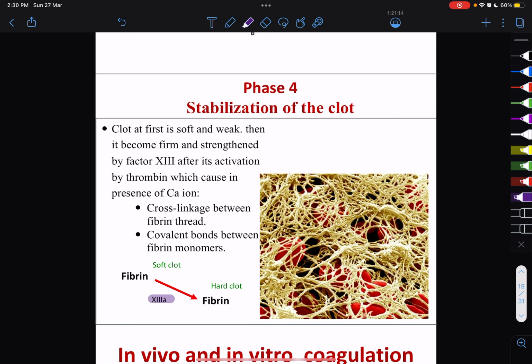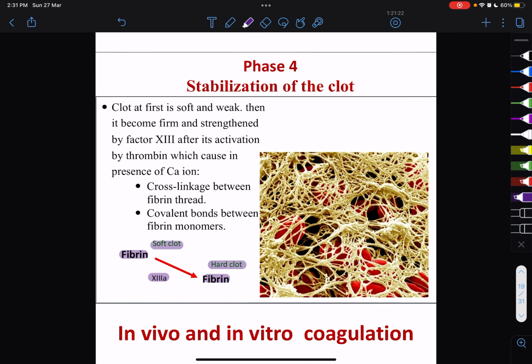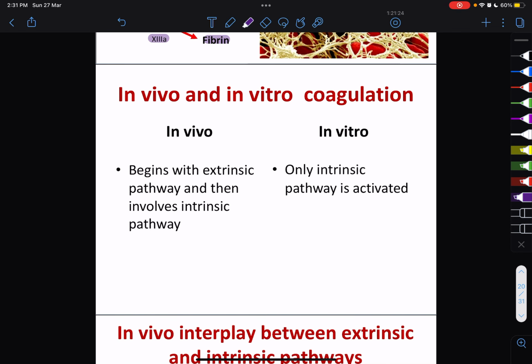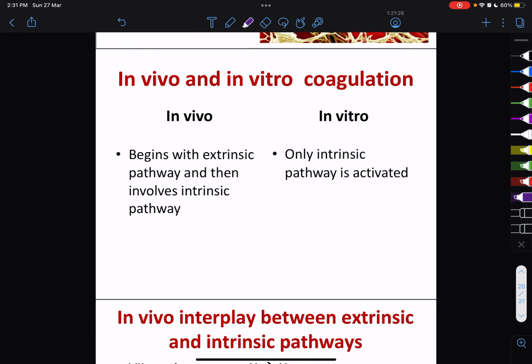In vivo and in vitro coagulation, I think there is no need to do that. Mashallah, you have known it very well that if I say in vivo coagulation, you will talk about the extrinsic pathway, and it can involve the intrinsic pathway also at the same time. Okay, but the main pathway is the extrinsic one, you know that. And in vitro, only one pathway that we will talk about, and that's the intrinsic pathway. Okay, all right.